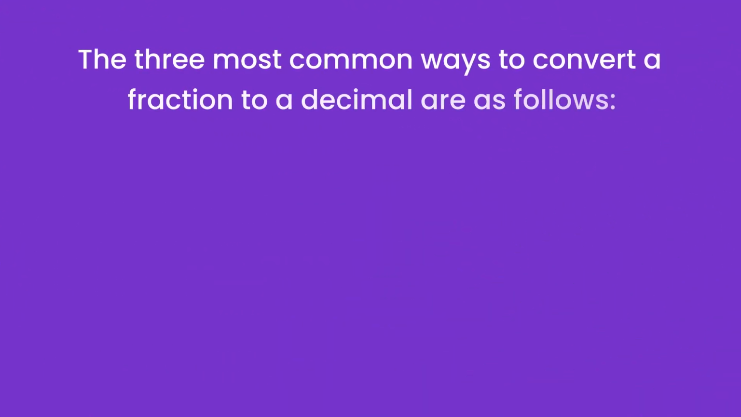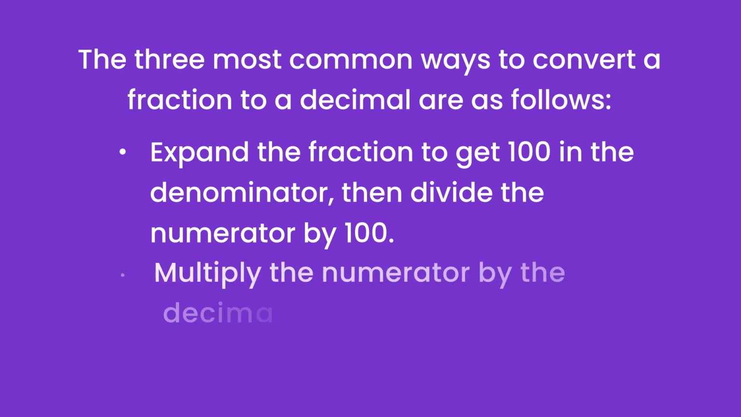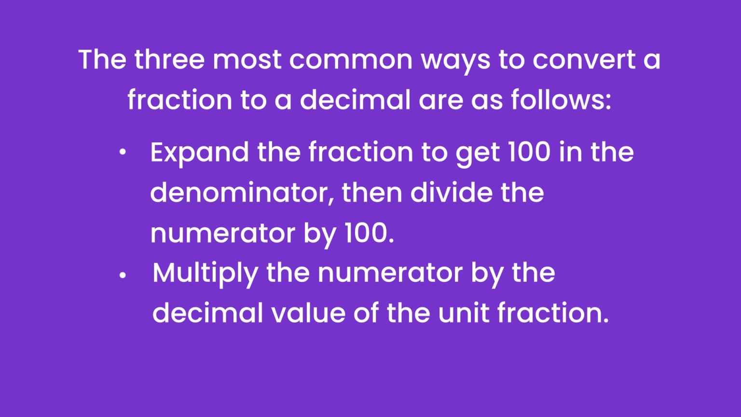The three most common ways to convert a fraction to a decimal are as follows. Expand the fraction to get 100 in the denominator, then divide the numerator by 100. Multiply the numerator by the decimal value of the unit fraction. Use long division.